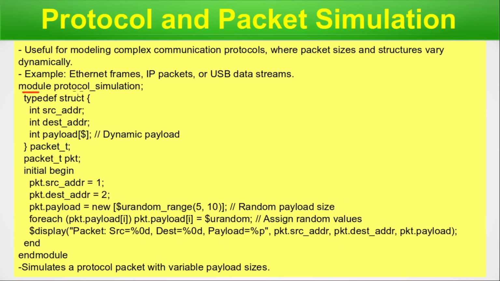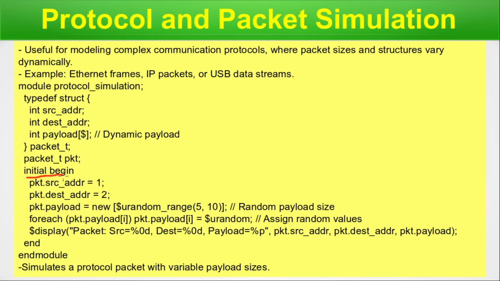We have the module, name it protocol simulation, and here we define a structure. We use typedef for that, which you are already familiar with in case you have watched the previous episodes. Then we use the struct keyword, and here we include source address, destination address, and payload. And this is, remember, dynamic payload. And we define a name for it, that is packet_t. And here we instantiate an object of it, the packet_t is pkt, that is packet.